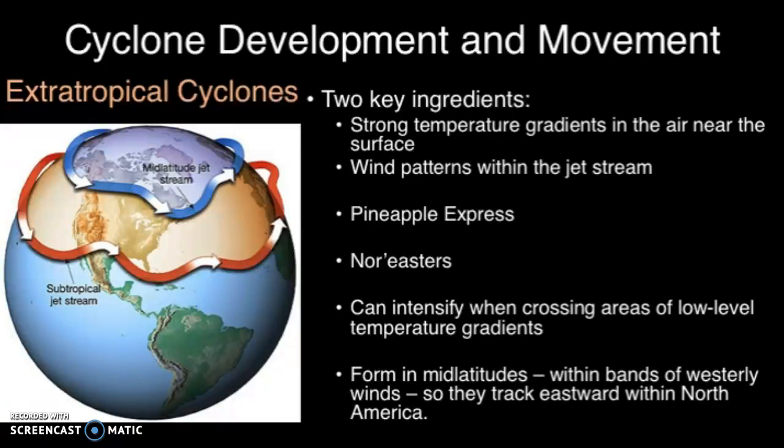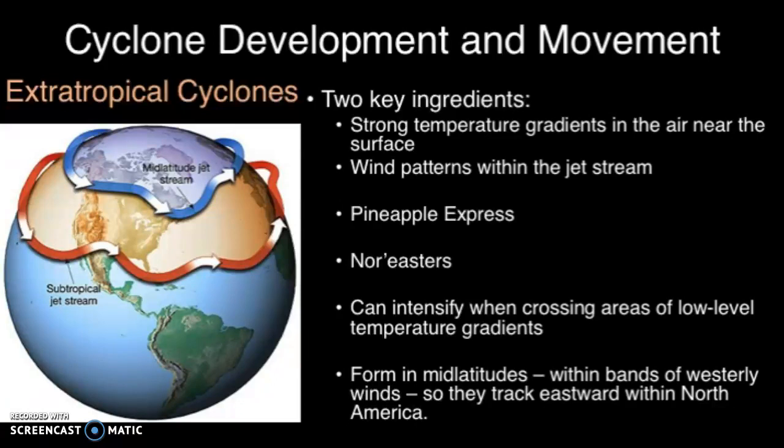So let's see. They usually form in the mid-latitudes within bands of the westerly winds. Sorry, so they're coming from the west, going east for the most part. They track eastward within North America. That's why they come from westerly winds.